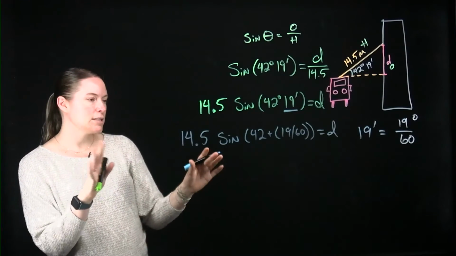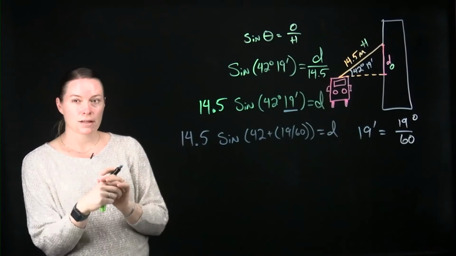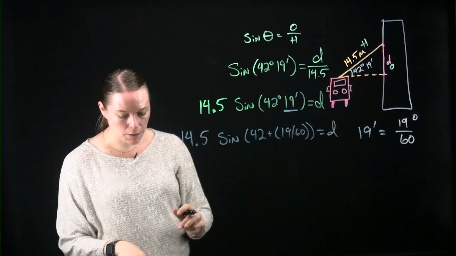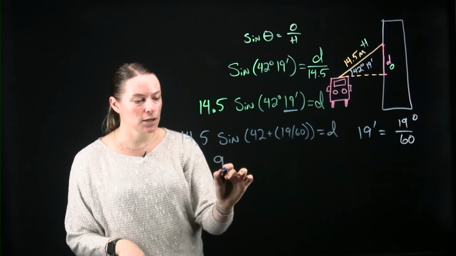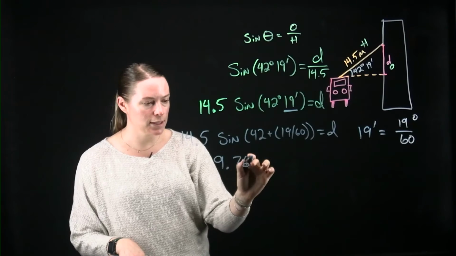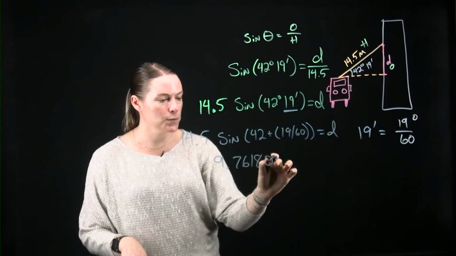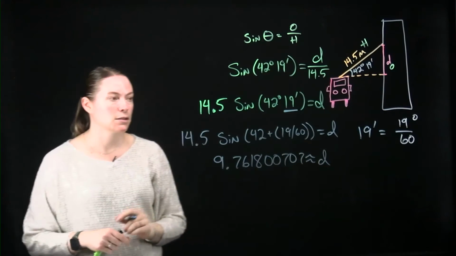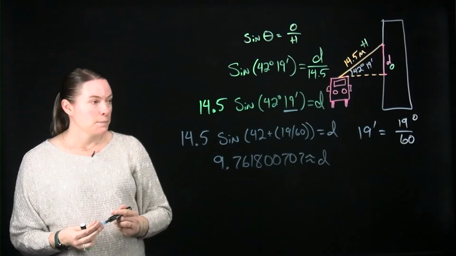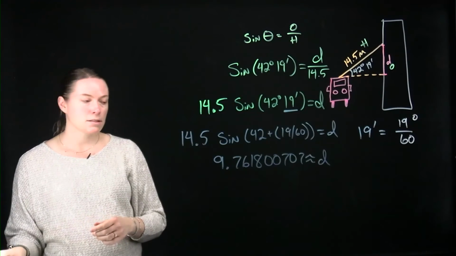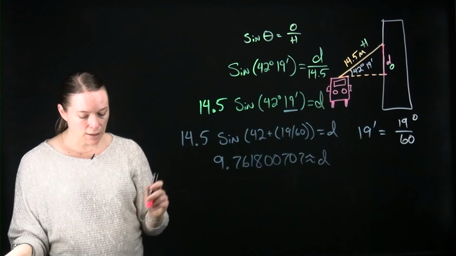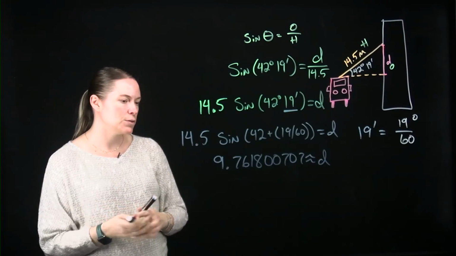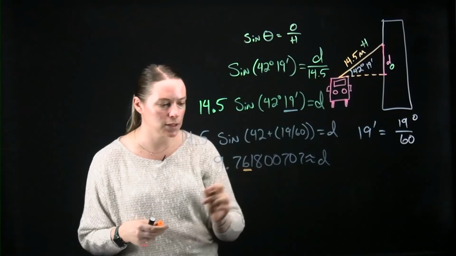Now, once I've placed this into my graphing calculator, into my scientific calculator, whichever one you're using, you should be able to get the following decimal. So you're going to end up with 9.761800707 approximately. Now, given this problem, we probably don't want to have all the decimal pieces here. So in this case, let's go ahead and round to the nearest hundredth, or the second decimal place there.